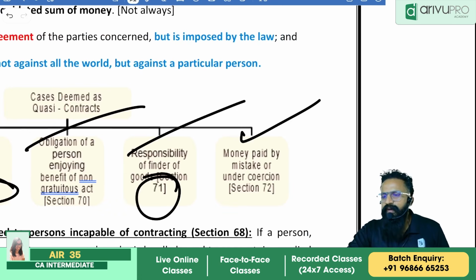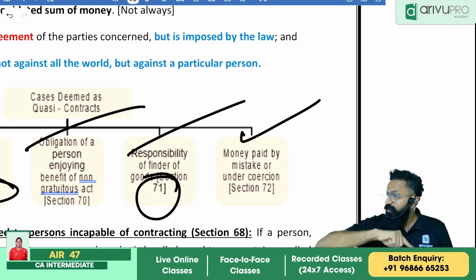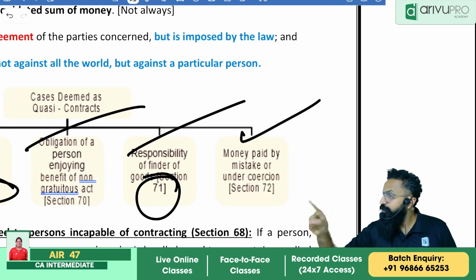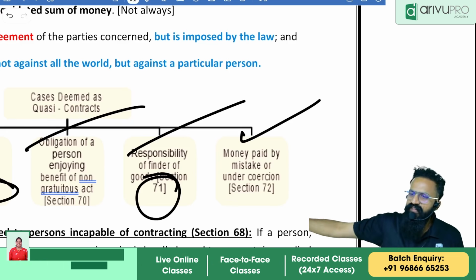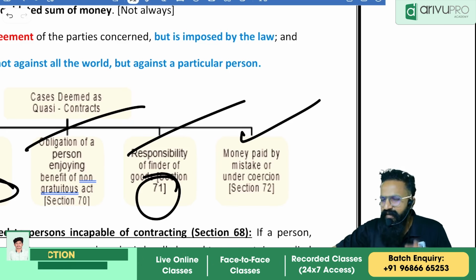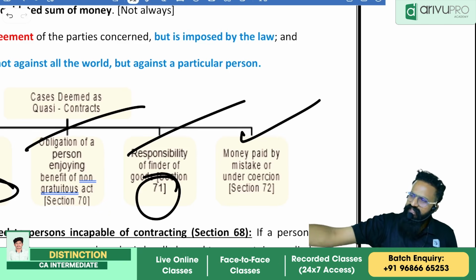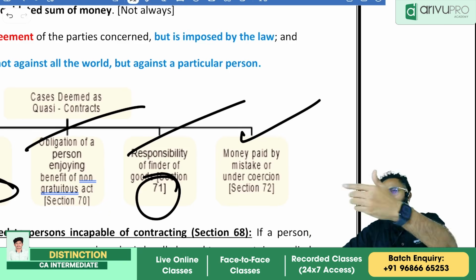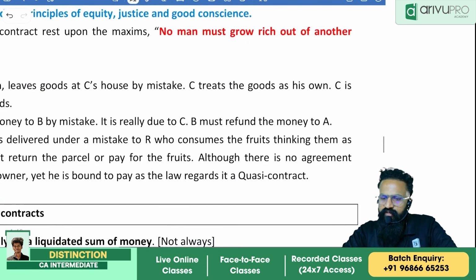Correct. Money paid by mistake or under coercion. You saw coercion. If you have given coercion, quasi contract, you have taken back the product, it is your duty to pay back the money. Correct. Next one is mistake. Money paid by mistake or coercion. Mistake is what? I had to pay 20 rupees, but by mistake I have given 200 rupees. It is the duty of the other person to return the excess paid. Then this is your quasi contract.